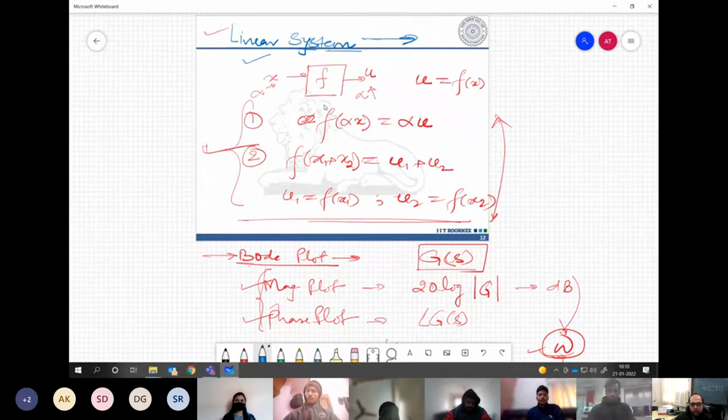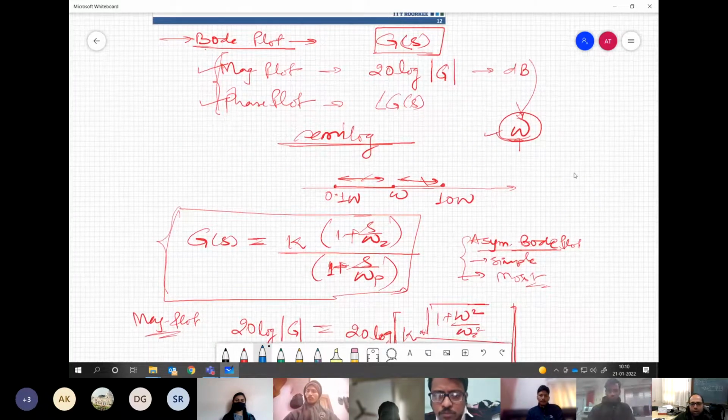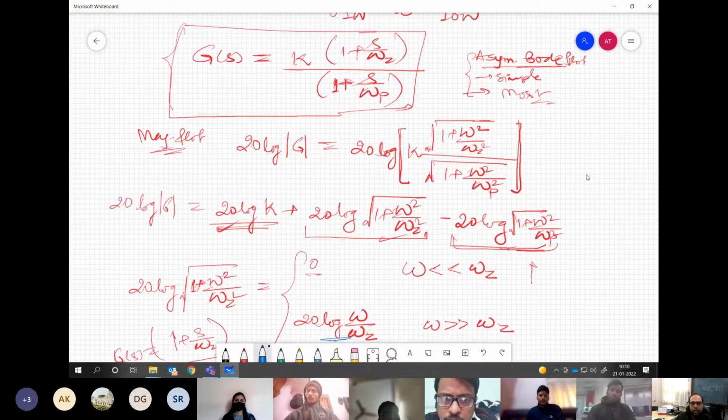So this is some understanding about linear systems. If it is fulfilling these conditions, then we say that the system is linear. And if we have a linear system, one of the tools used to design this kind of control structure is the Bode plot. Here we have magnitude and phase plots. In general, if we have a transfer function which has a constant gain, and then some zero and pole located in the system, we can draw it by first getting the magnitude of that system and then the phase of the system.